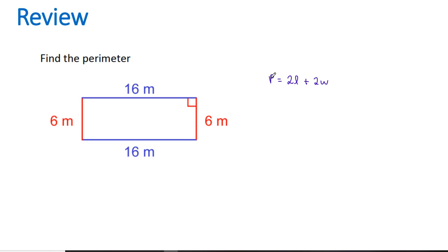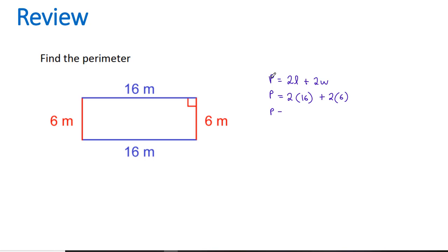So we basically add all our sides together. But I'm going to use substitution. 16 is my length, and 6 is my width. Remember that using substitution is a skill that you're going to need in future math, so it's good to practice it now, even if it takes you longer.